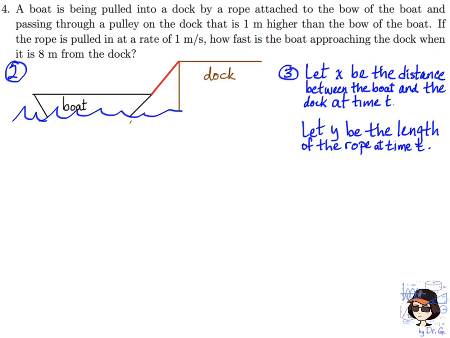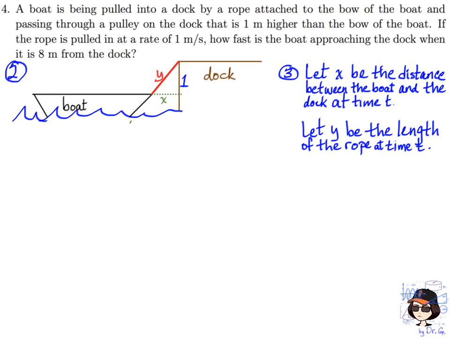Okay, so now I can start labeling. So the distance x between the boat and the dock, the length of the rope, and also that 1 is the 1 meter that it says the pulley on the dock, where the rope goes through the pulley on the dock, is 1 meter higher than the bow of the boat. So that's where that 1 comes from.